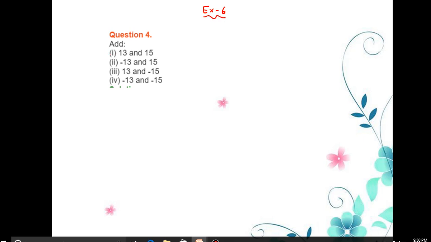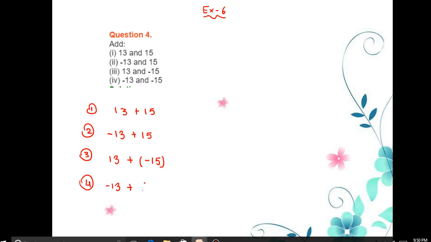So what is the question? You have to add this one. So I will convert all 4 questions in a simple way. You can say 13 plus 15. The second question is you have to add minus 13 plus 15. The third question is you have to add 13 plus, see here it is minus 15. So we'll write in bracket, okay. And the fourth question, it is minus 13 plus minus 15. So these 4 questions are given to you.